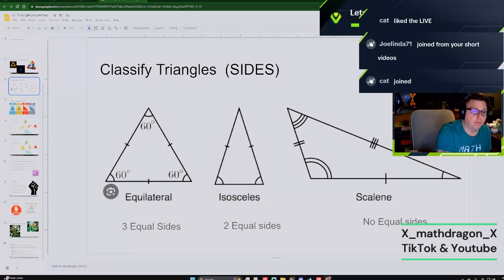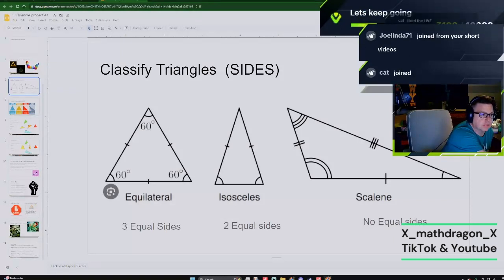So we have all three sides, two sides, or one side. And we only have a three-sided figure, so that's all the choices we have. So they are going to fall into one of those three categories for the sides. Okay? So our sides are either going to be equilateral, isosceles, or scalene.